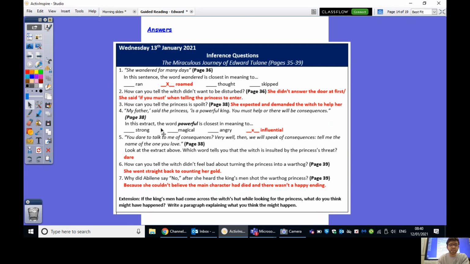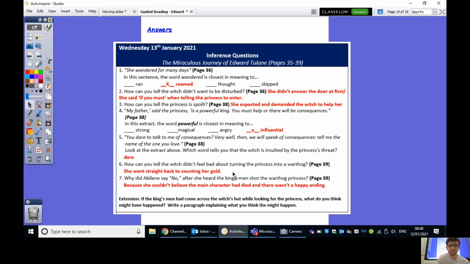In this extract, what does the word powerful mean closest to? The word powerful is closest in meaning to influential, which means that he has a lot of influence, a lot of power. Number 5, you dare talk to me of consequences. Oh, very well then, we will speak of consequences. Tell me the name of the one you love. So you need to say which word in that extract tells you that the witch is insulted by the princess's threats. The word there would be dare.